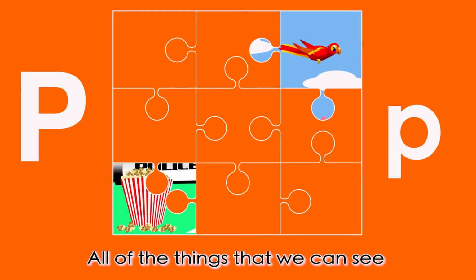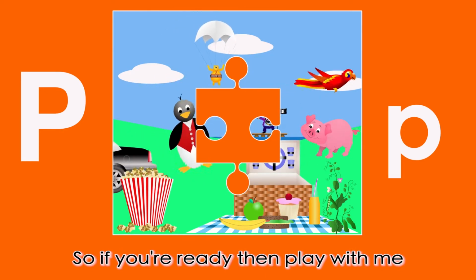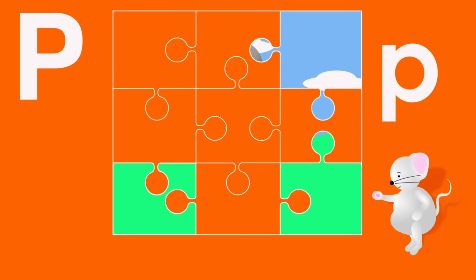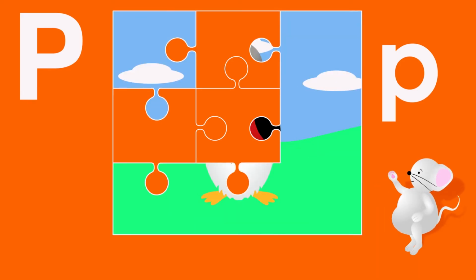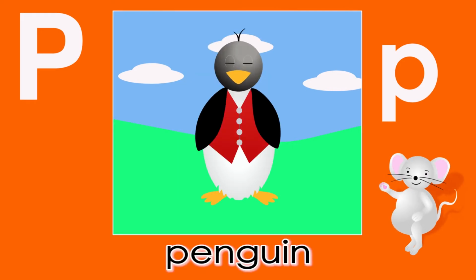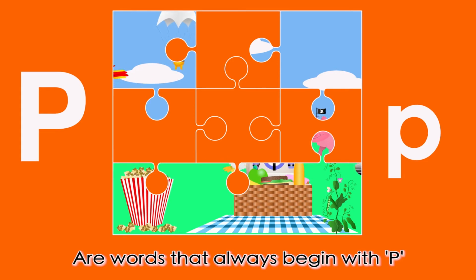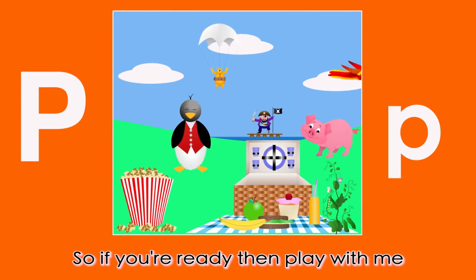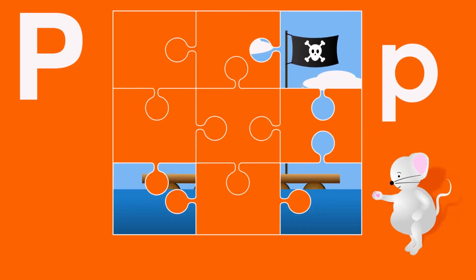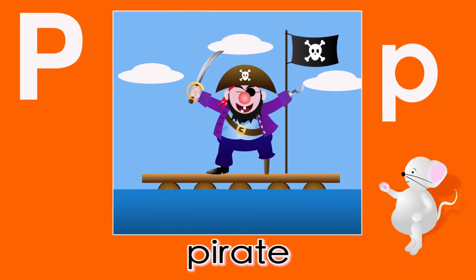All of the things that we can see are words that always begin with P. So if you're ready, then play with me. Play the game of the P. It's a penguin. It must be Pete. It's a pirate.